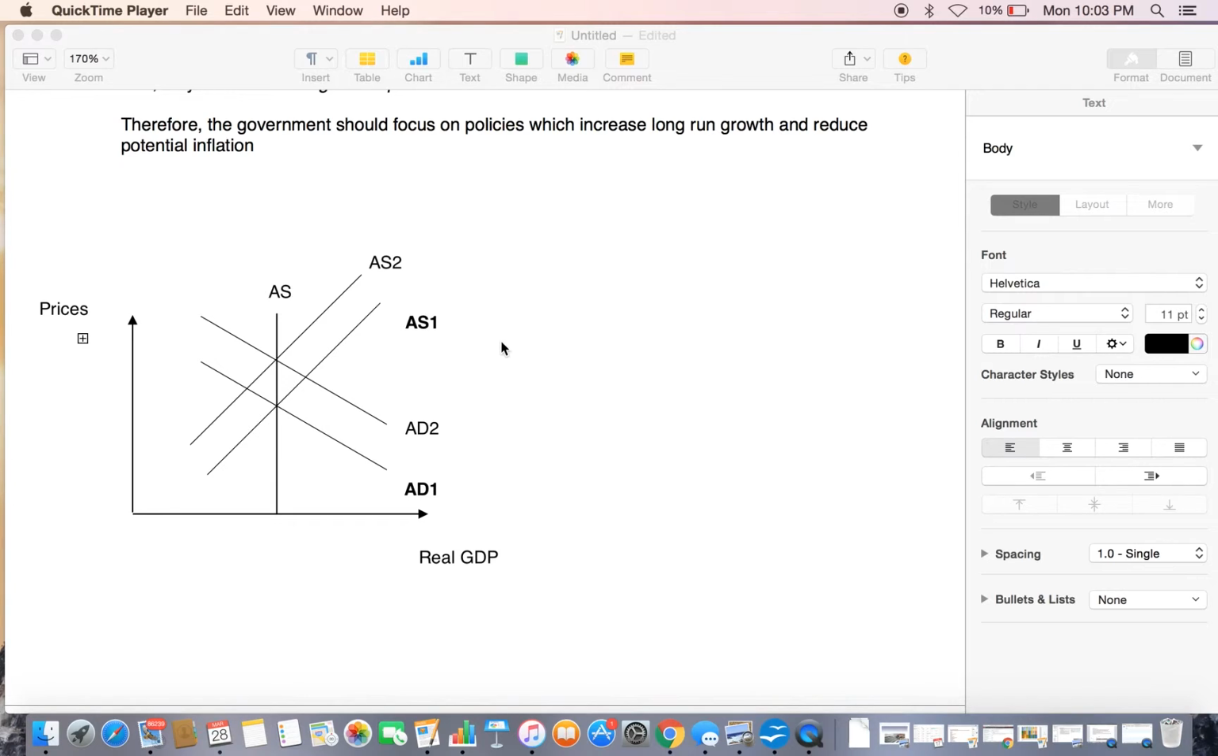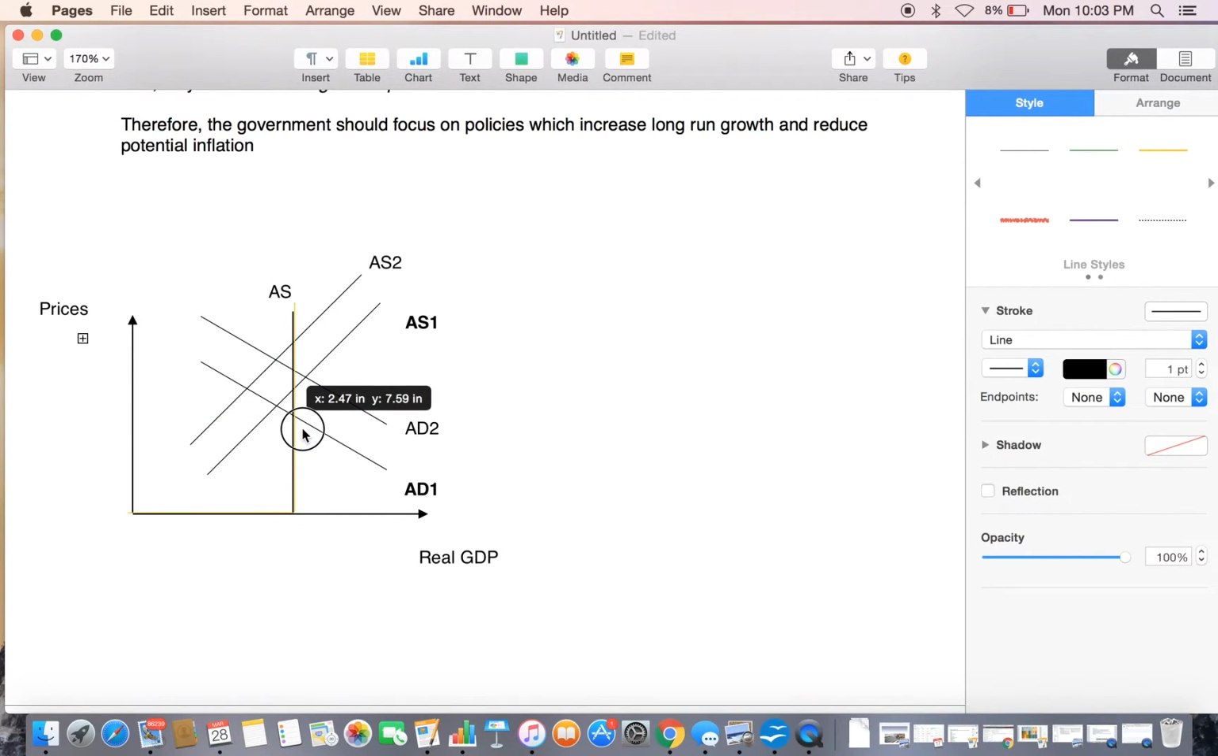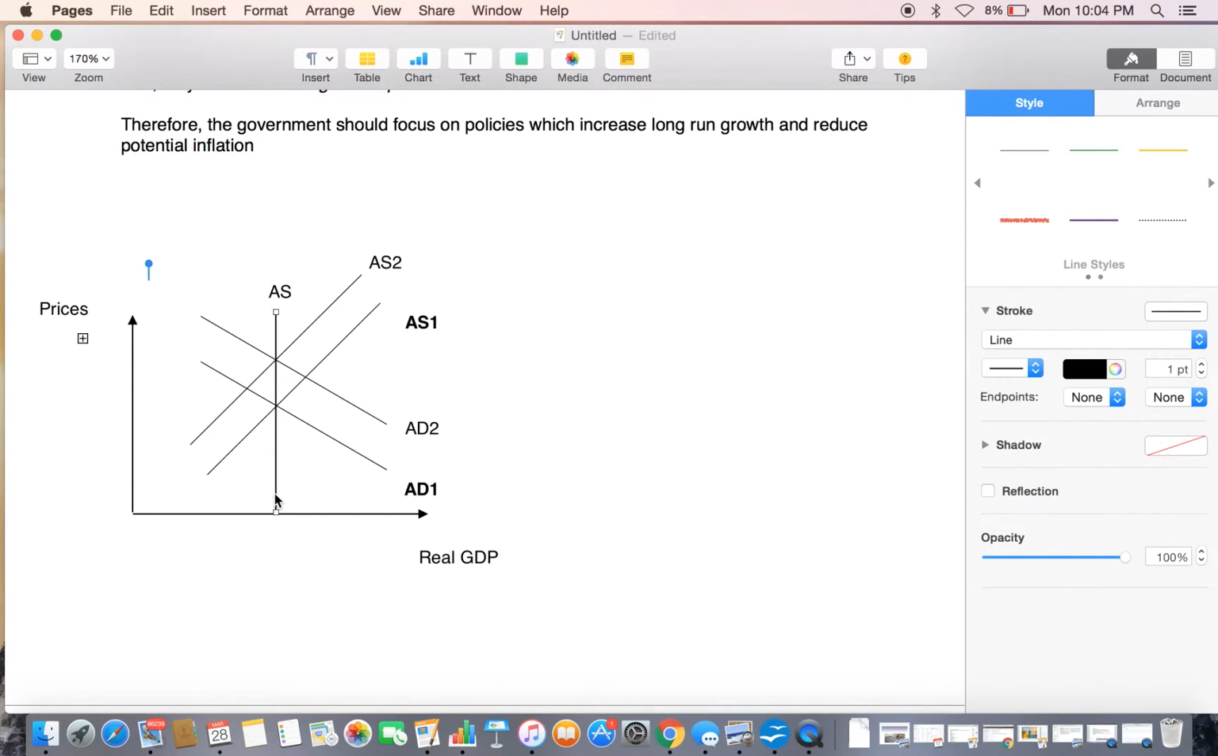So the neoclassical economist believes that really the most important thing that can happen is to have government policies which seek to increase the aggregate supply curve, which would therefore, when it intersects with aggregate demand, cause an increase in real GDP. So initially, let's assume that we're in a situation where we are at AD1 and AS1.